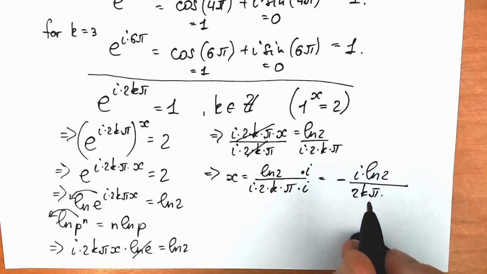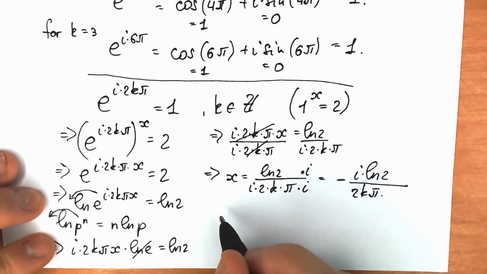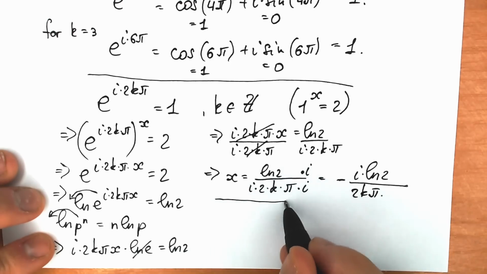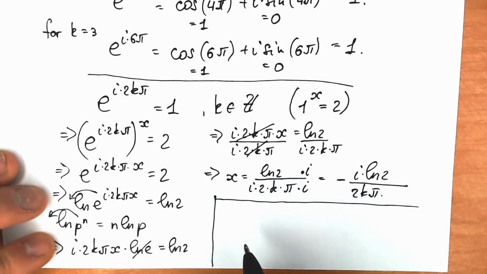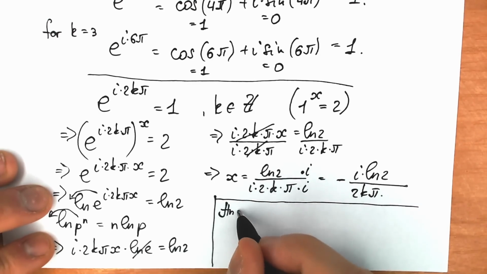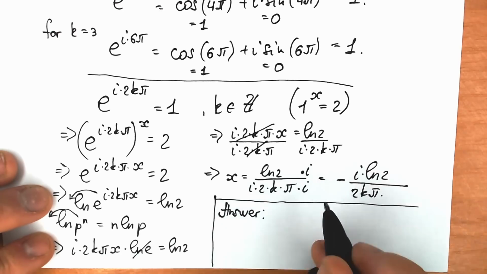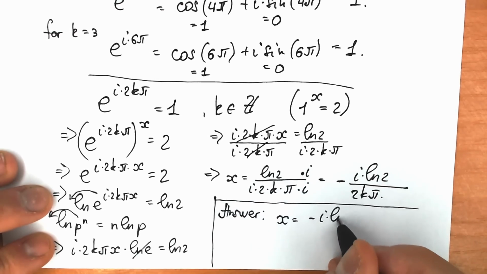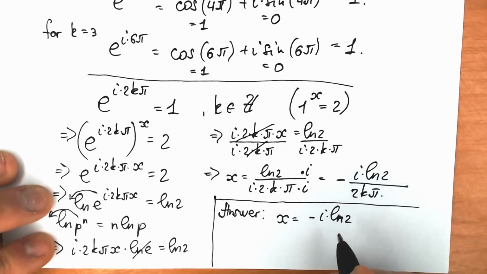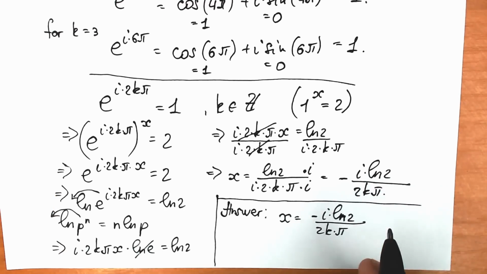This is our final answer, but don't forget about one really important moment. So first of all, let's write our final answer right here. Let's split this part. So our answer to this question: x is equal to minus i times natural log 2 over 2k pi. But don't forget about really important rules.